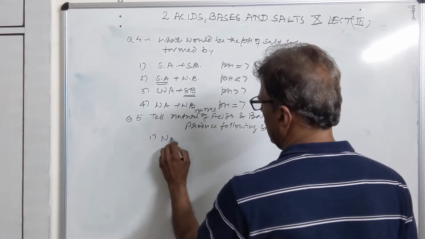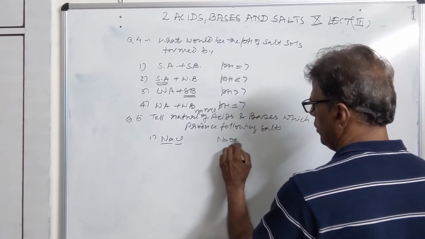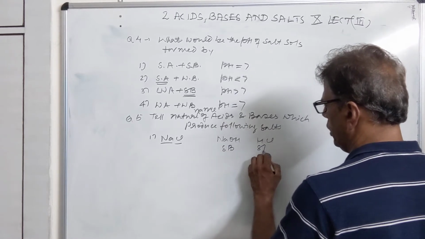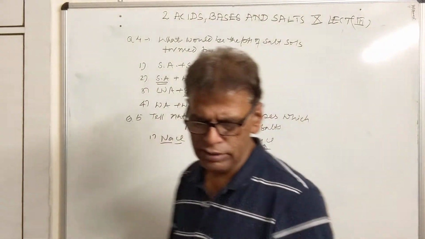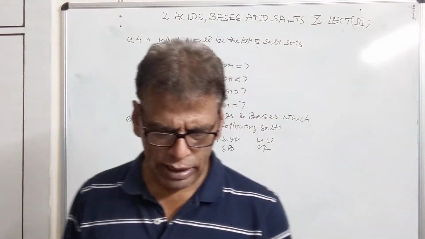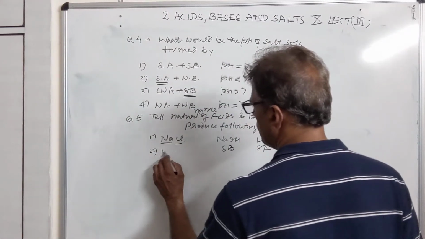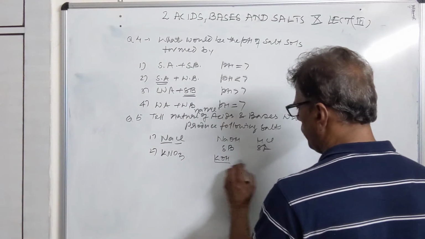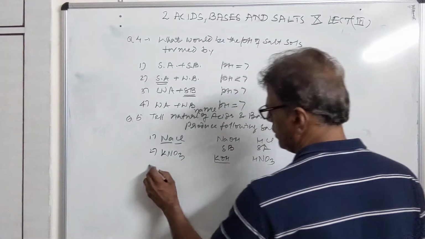First is NaCl. It is produced from NaOH and HCl, both strong base and strong acid. The solution will be neutral, pH of this solution will be 7. Then we have potassium nitrate, KNO3. It is produced from KOH, a strong base, and HNO3, a strong acid. pH will be again 7 in this case.